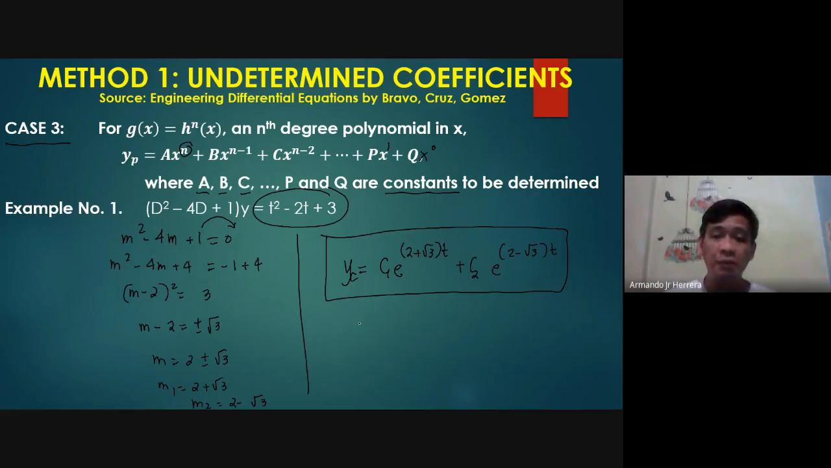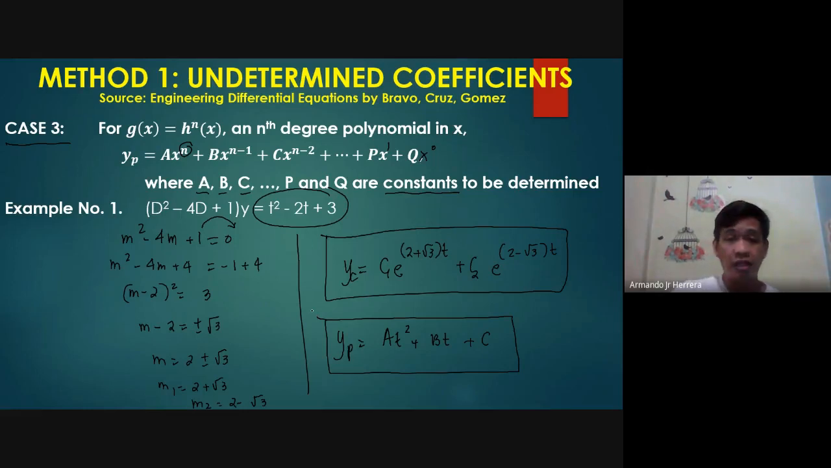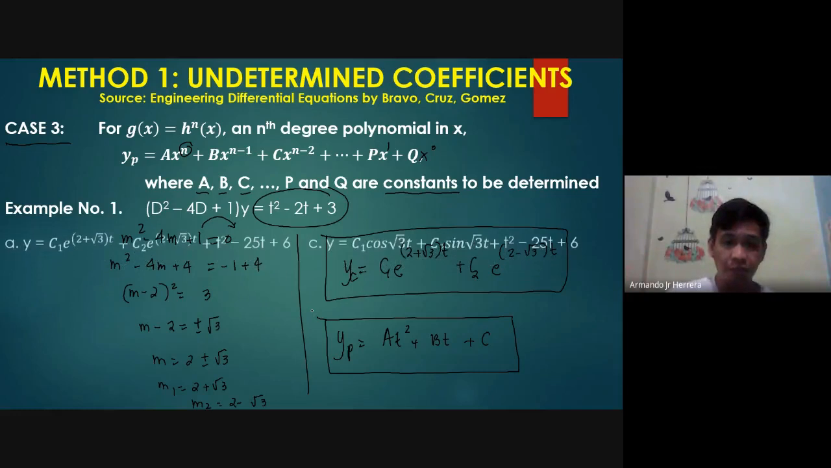So again, ang y_p natin ay h_n of x, so polynomial in x, degree 2. So ang ating y_p is at squared plus bt plus c. So there are 3 arbitrary constants or constants to be determined. So let's try to rewrite our given.